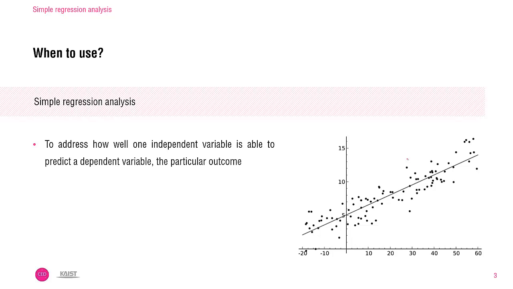So when do we need to conduct a simple regression analysis? It is used to address how well one independent variable, so one cause, is able to predict a dependent variable. That's a result or the particular outcome. So typically, we put the cause on x-axis and we put the outcome on y-axis.